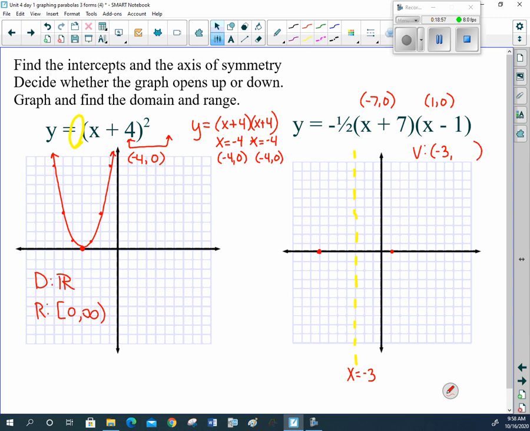Take and put negative 3 into the original equation. And so I'm just going to type that all in one step in my calculator. So I'm going to have a negative 1/2 times negative 3 plus 7 and negative 3 minus 1. So we end up at 8. So negative 3, 8.